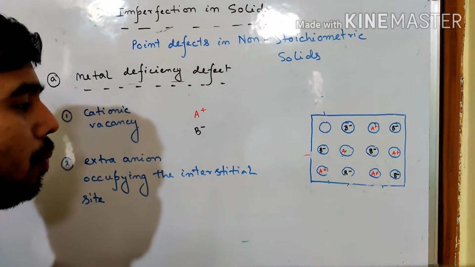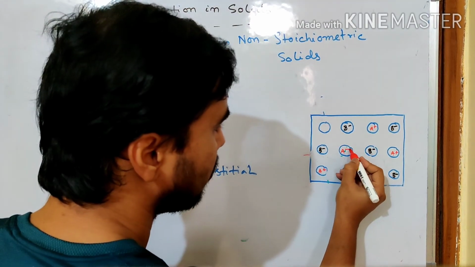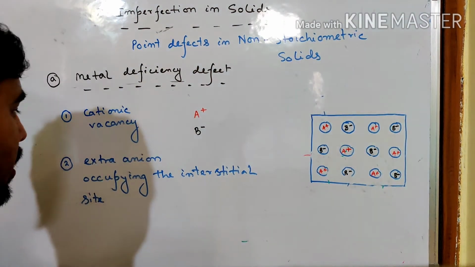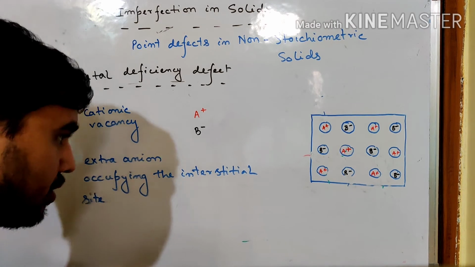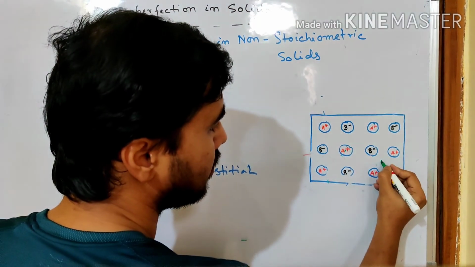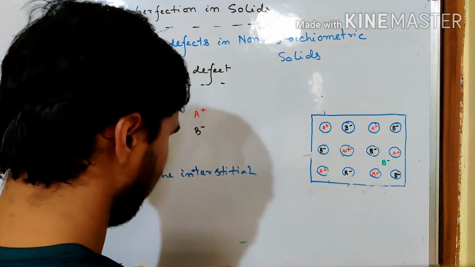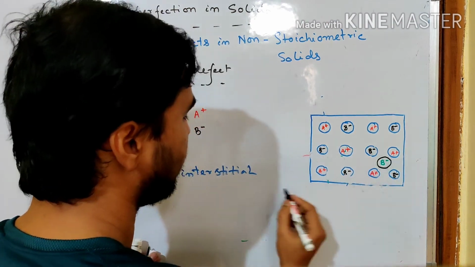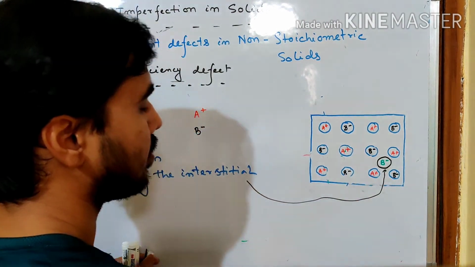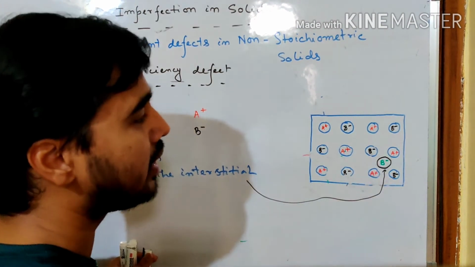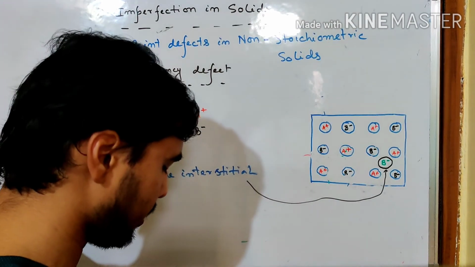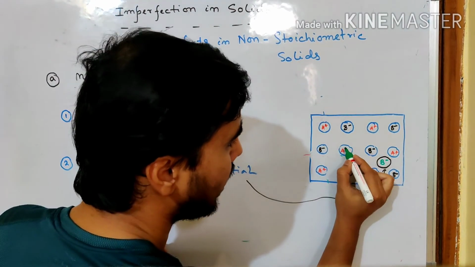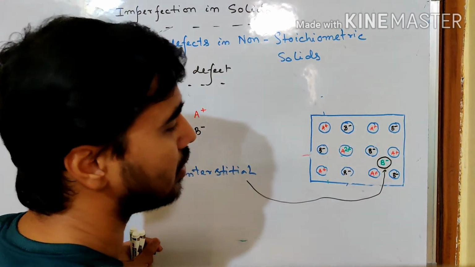Next one is extra anion occupying the interstitial site. Before that, let us fill it up as it is. Now, extra anion will occupy the interstitial site. So, this is the extra anion, B minus, occupying the interstitial site. This one. So, how to maintain the electrical neutrality? For that, like the previous case, one of the cations, suppose this one once again, will carry extra positive charge.